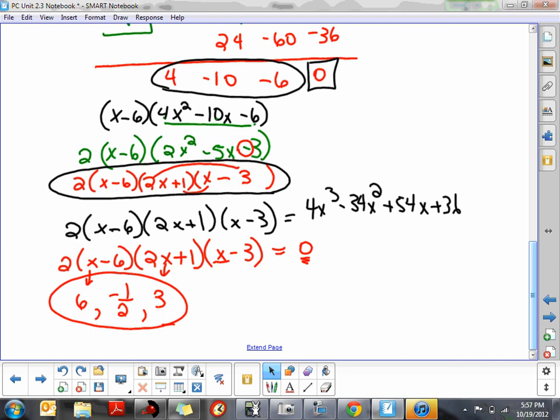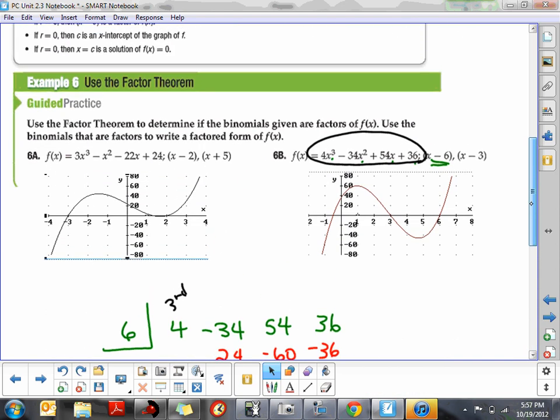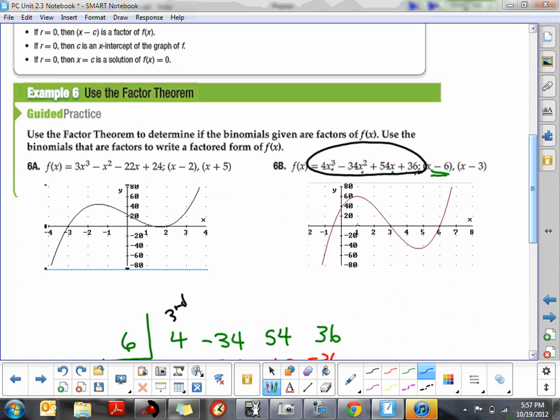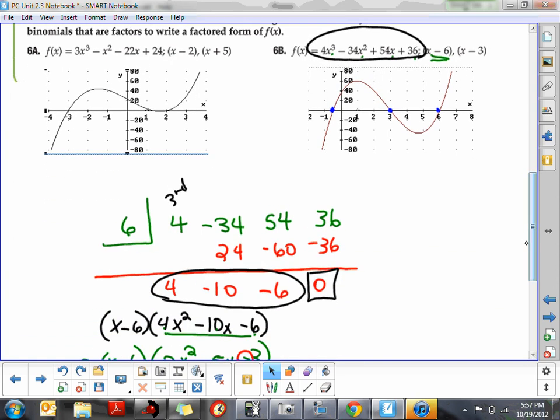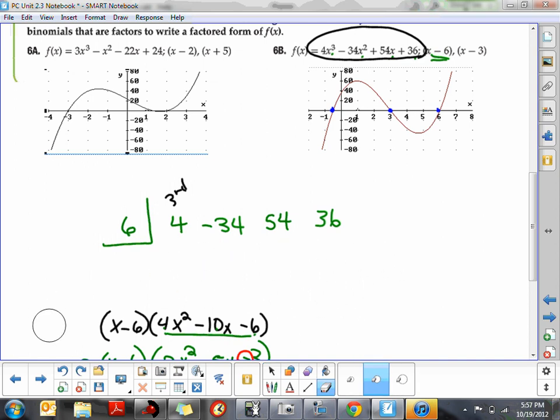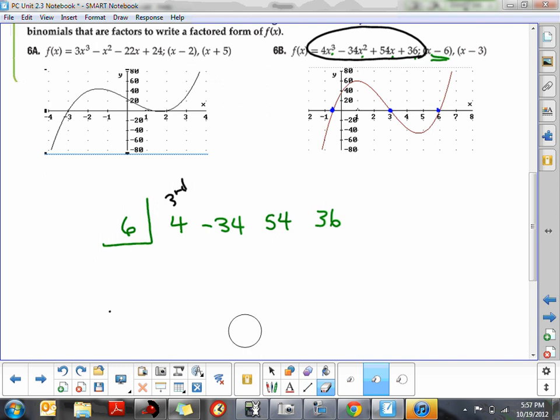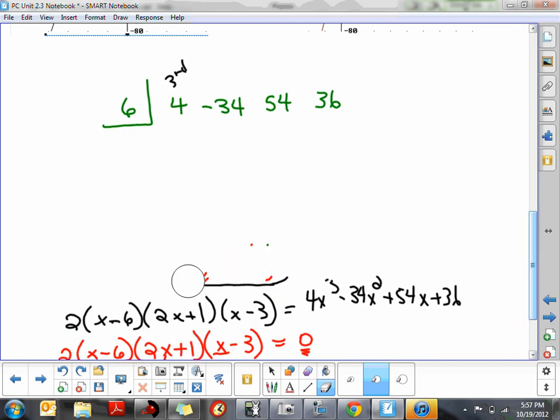And our 3 solutions relate back to our 3 x-intercepts, one that's here, one that's here, and one that's here. And it appears that all 3 of them are lining up. Okay, so if we go by the book and how they want us to do that, they want us to show and verify that each of those factors, using synthetic division, would give us a remainder of 0. So I'm just taking this out.